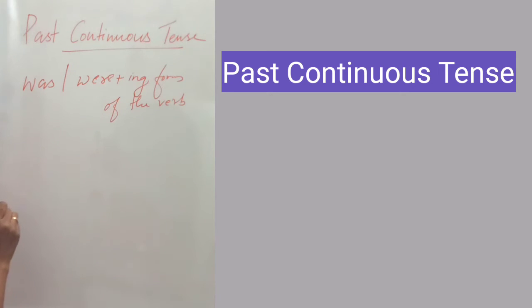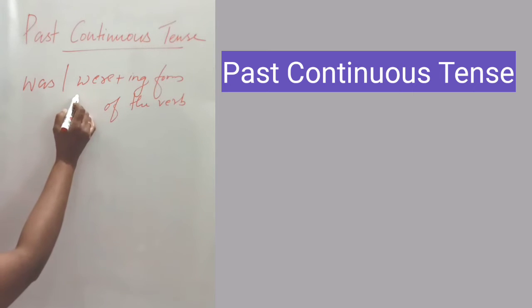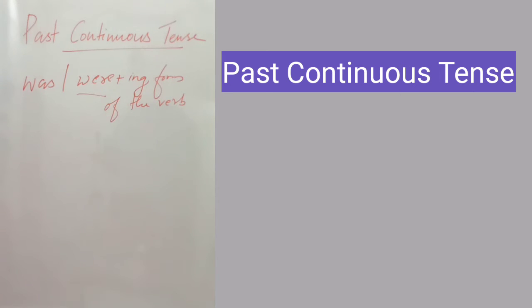If the subject is singular, we use was plus the ing form of the verb. If the subject is plural, we use were plus the ing form of the verb. In the case of you, we use were plus the ing form of the verb. For example, he was playing, she was watching TV, they were singing, you were listening to the music.